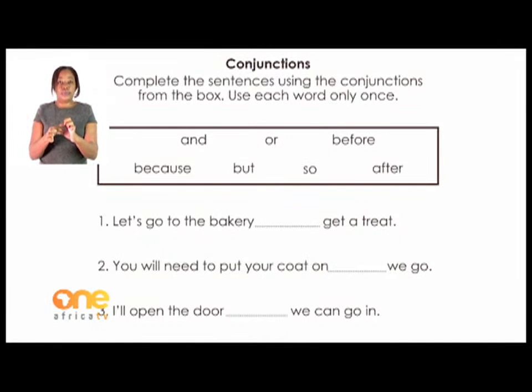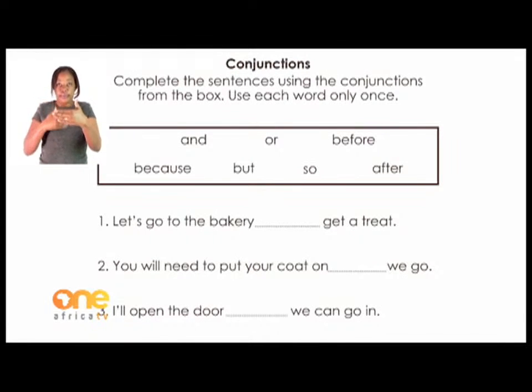Now, which word should I put in the sentence to make it correct? Which conjunction should I use? Which joining word should I use? Okay, let's read the conjunctions first, those joining words. I have and, or, before, because, but, so, and after.